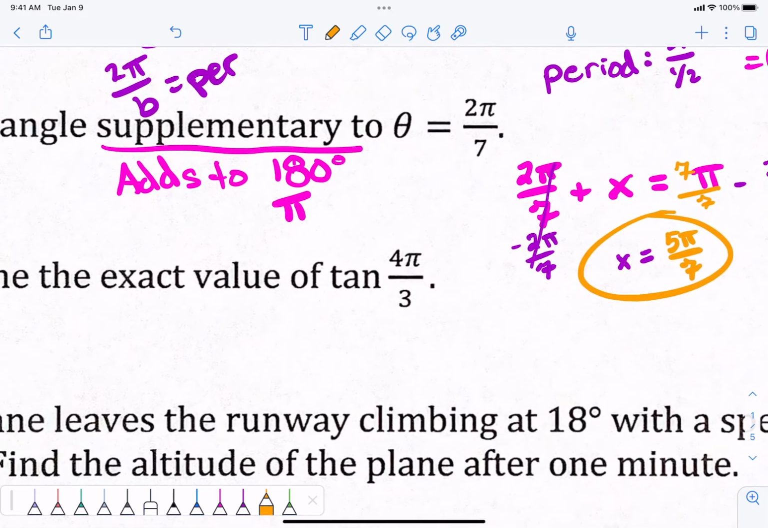Good? All right, this one you need your unit circle. Do you have your unit circle? Got it. Find the exact value of tangent of 4 pi over 3. 4 pi over 3 is in the third quadrant.